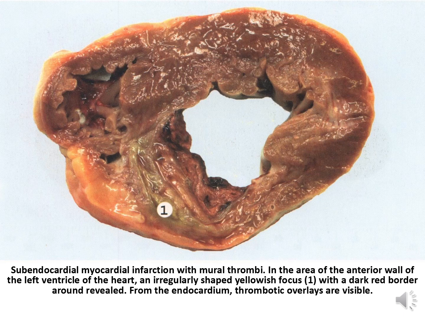Here you see subendocardial myocardial infarction with mural thrombi in the area of the anterior wall of the left ventricle of the heart. We see an irregularly shaped yellowish focus. Also, we see a dark red border. From the endocardium, thrombotic overlays are visible here on the cross section of the heart.